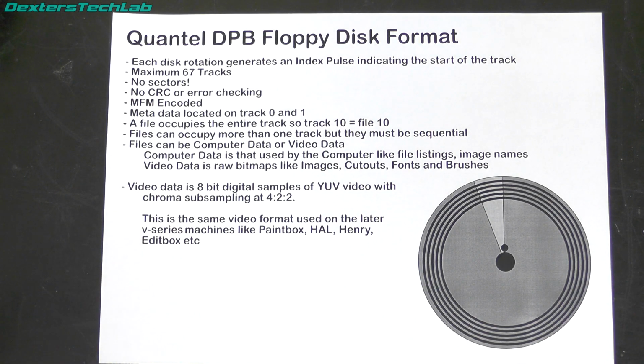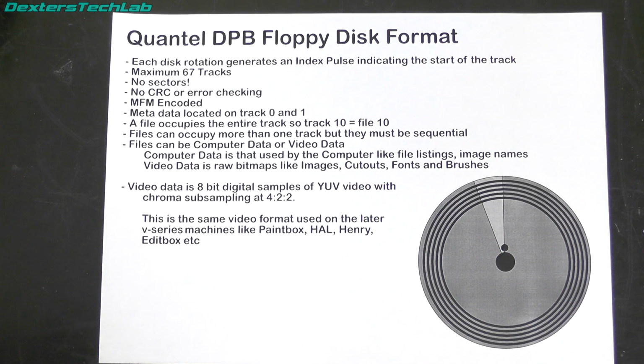A file occupies a track. Because we don't have those sectors, the file can't be split up and put onto different sectors, so it means that one file equals one track. No matter how large or small the information is, one file is one track. Now files can occupy more than one track, but they must be sequential. That means if you start a file on track 20 and it goes over the capacity of that track, then the next track has to be track 21.